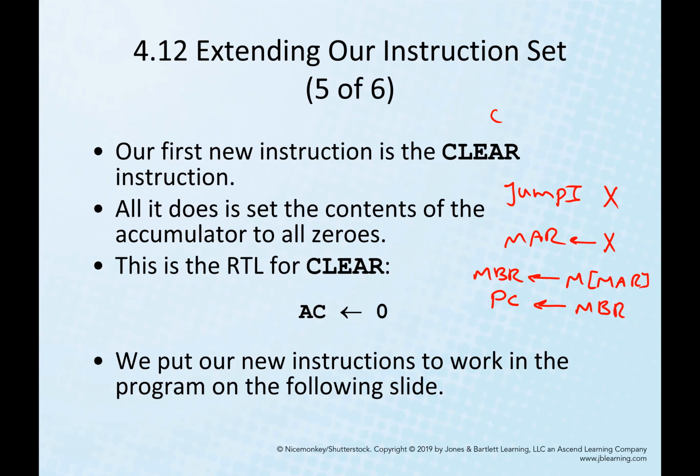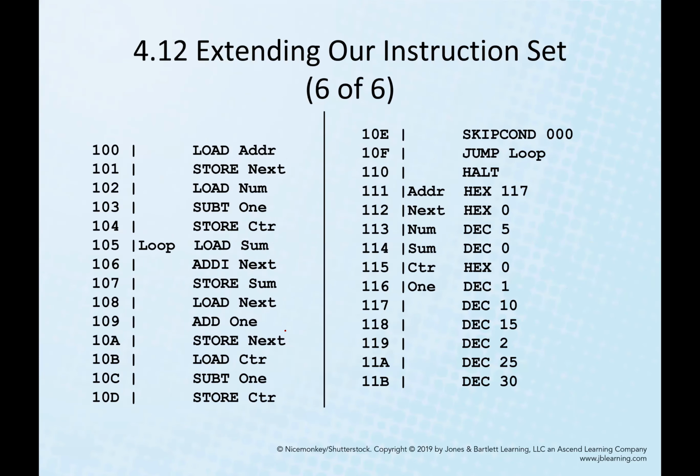The next instruction after jump indirect X, which is different than jump X, is clear. Clear is different than halt. Halt just stops execution of the program. But clear just sets the value of the accumulator to 0. I believe it's the easiest, simplest instruction we have. Okay, questions?